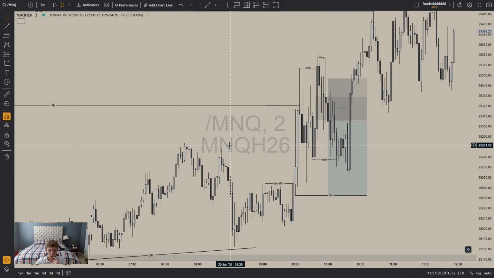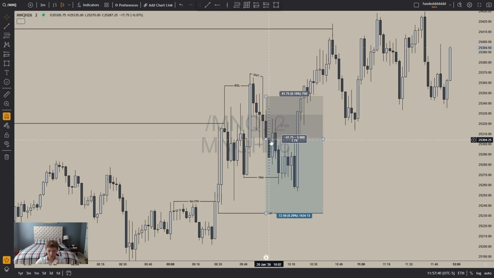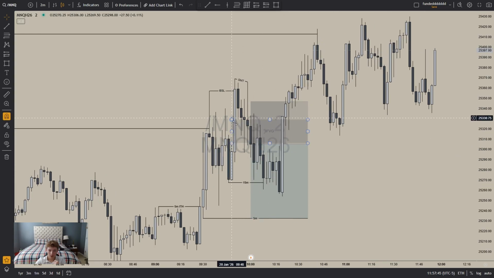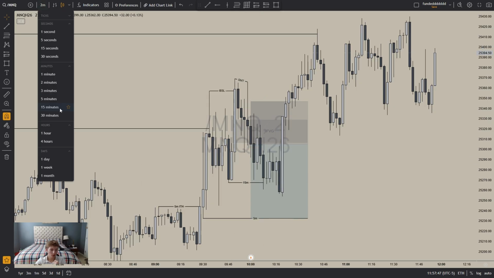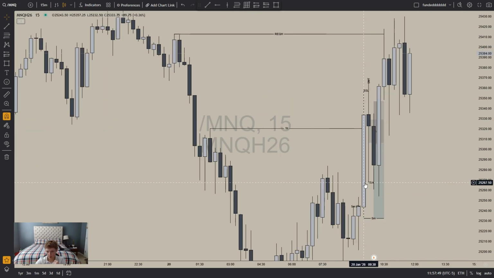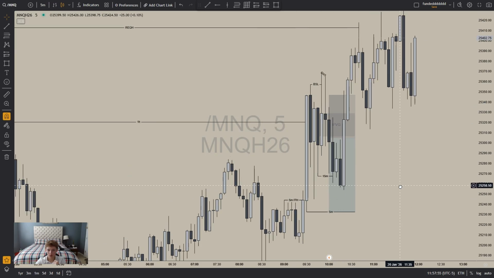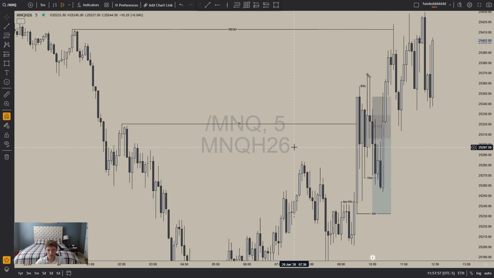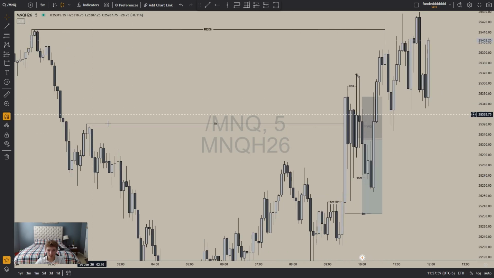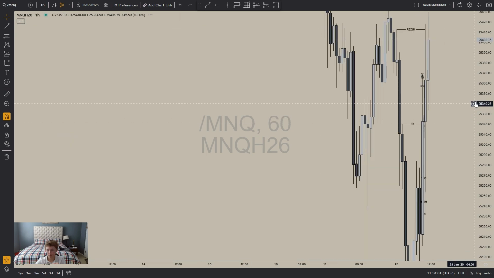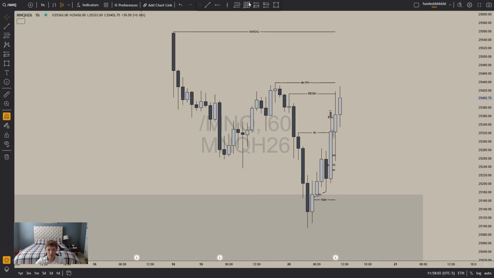So I took this 2-minute inversion fair value gap right here, and I went break even at the 15-minute, as you can see right here, and then I was targeting this unfilled 5-minute fair value gap. So a mech model, to be more exact, right? We came up, tapped into this bearish 1 hour gap inside of equilibrium right here.